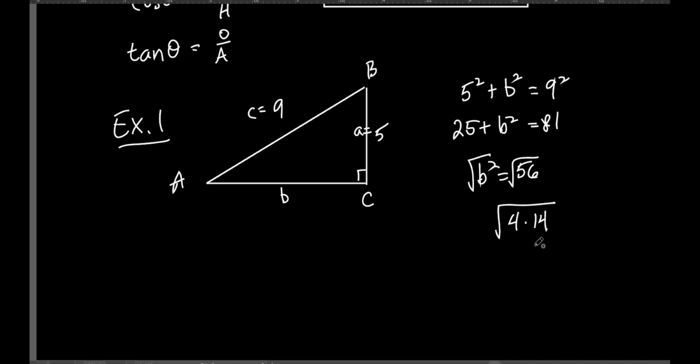Why didn't I just stick with 2 and 28? Because I could take the square root of 4. What's the square root of 4? It's 2. Square root of 14. So that's what this is. It's weird, but that's fine. Those are the numbers they picked.